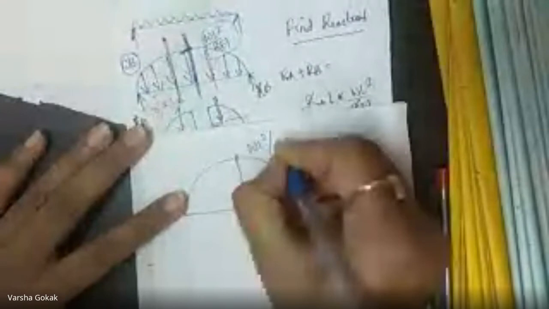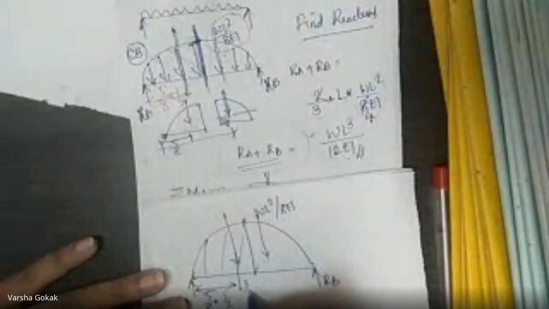This is your parabola figure, and this height is WL square by 8 EI. Correct? This is your RA, this is your RB. Now, CG lies here. So, area of this and area of this. This CG, this distance is 5 by 8 of L by 2, and the remaining distance is 3 by 8 of L by 2. This is 5 by 8, this is 3 by 8 for one parabola.